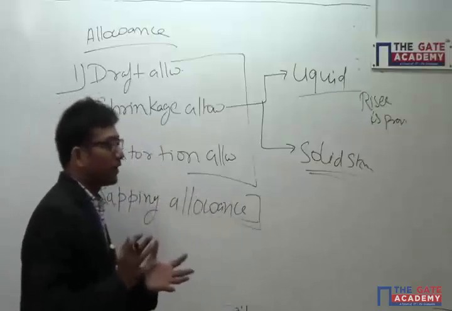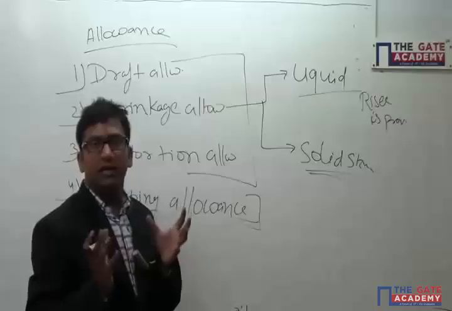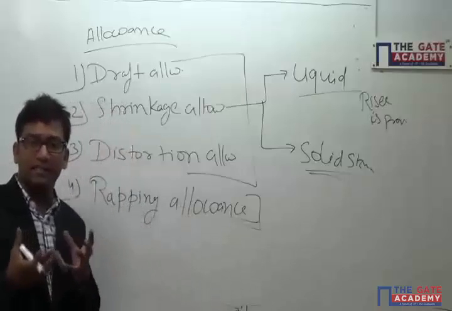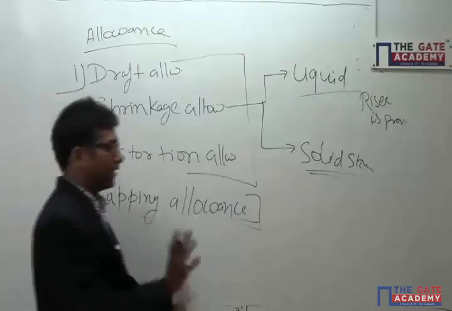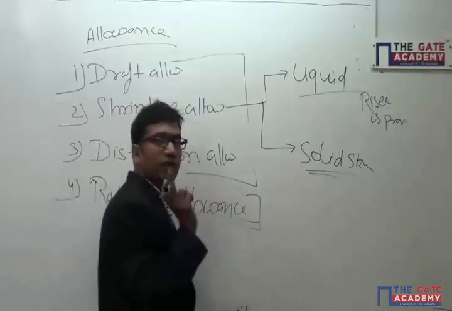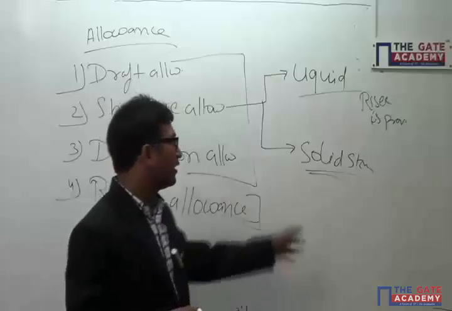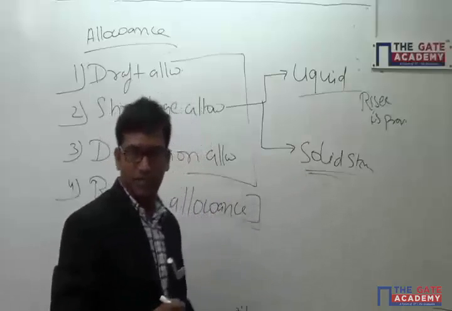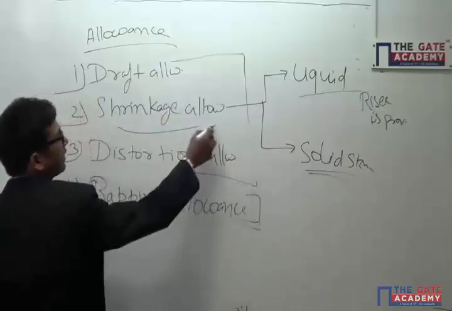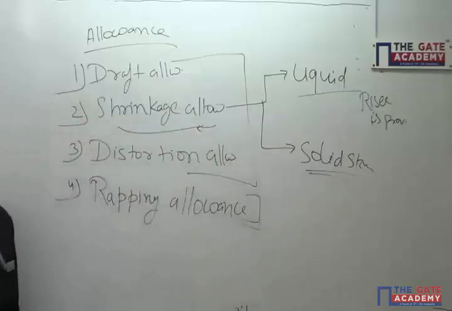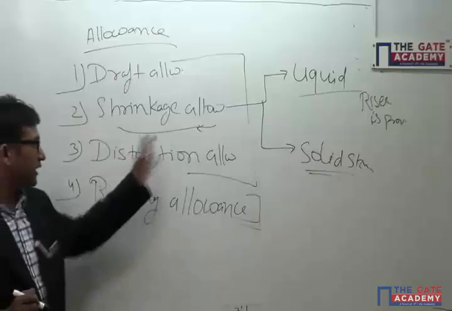And what will happen if it tries to shrink? The original shape of the casting will be smaller than what we want. Fine. So we have to provide some extra material to compensate for the solid shrinkage. So the solid shrinkage allowance is given to this material. That is called your shrinkage allowance.